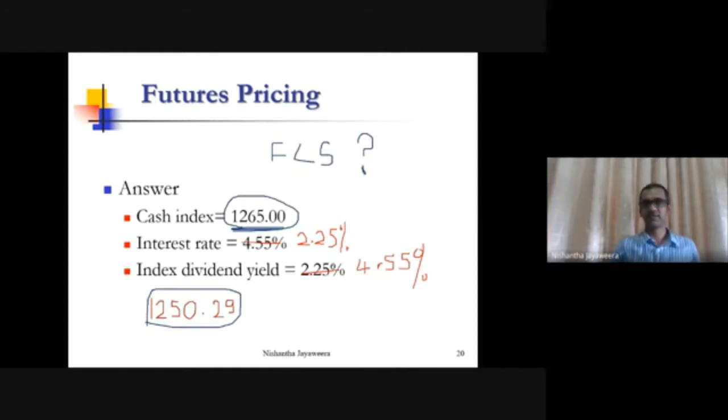So that's why we are saying it's not about the future. What would be the spot price in future? In the future date, the spot price may be 1,300 or something like that. We never know. But the current relationship, 1,265 and 1,250, depends on whether you get more benefits or more cost. Clear? Is it clear?